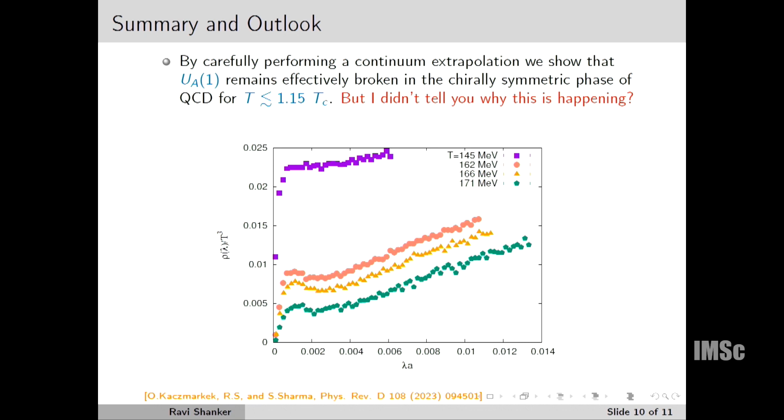Over here is a histogram plot of the eigenvalues of the Dirac operator. Here you can see the 2 differences. Below Tc, this 145 MeV is the below-Tc temperature, and all the others are above Tc. Above Tc, you see a peak-like structure, and the linearly rising part, which we call bulk modes. But there is no peak-like structure below Tc.